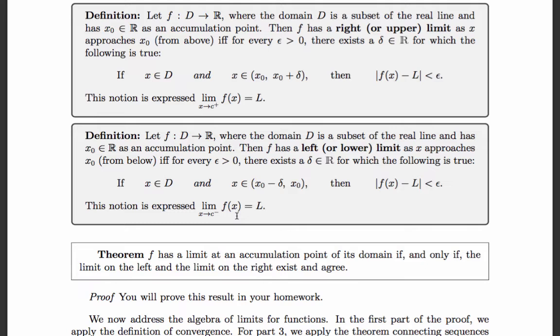Now, if a function has a left limit and a right limit, and those limits agree, then the function has a limit at that point. And of course, if the function has a limit at that point, then the left limit and the right limit necessarily agree. In other words, it's an if and only if statement written here in this theorem. And in fact, you'll prove that it's true, because it's in your homework.